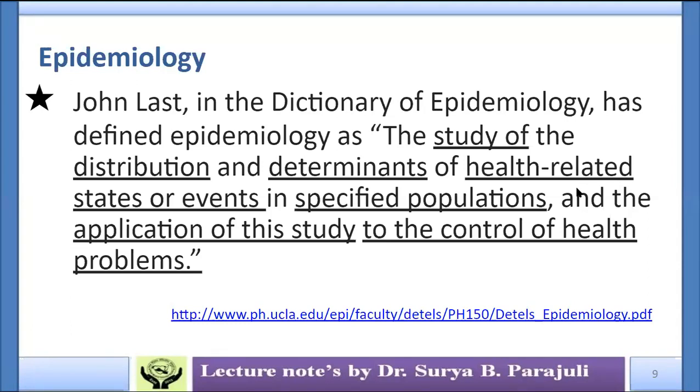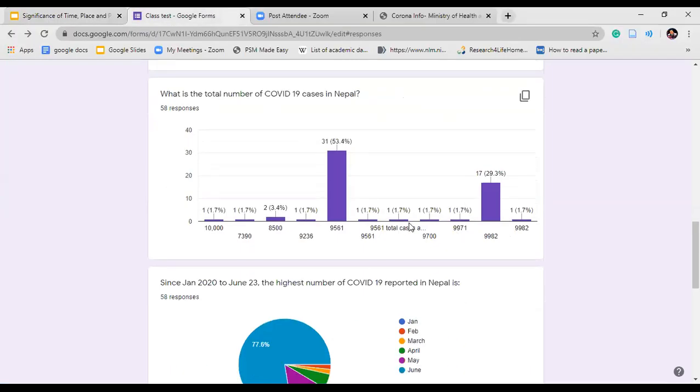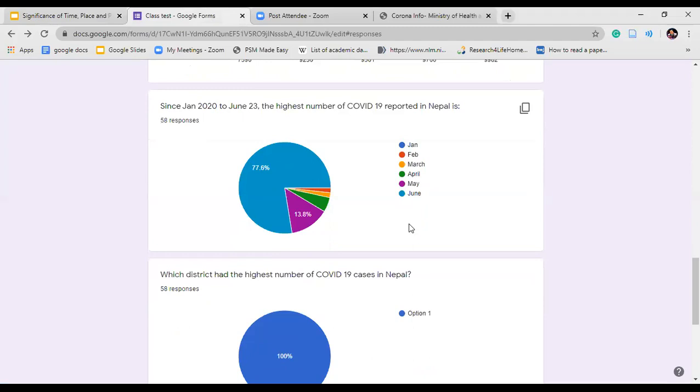So let me go back once and try to find the response. Second question: since January 2020 to June 23, in which month was the highest number of COVID-19 cases reported in Nepal? You can find June, definitely June, the highest number of cases. 77.6% of students rightly answered, and the remaining, you need to improve yourself. You can see, because you are not up to date with the current context of COVID-19.